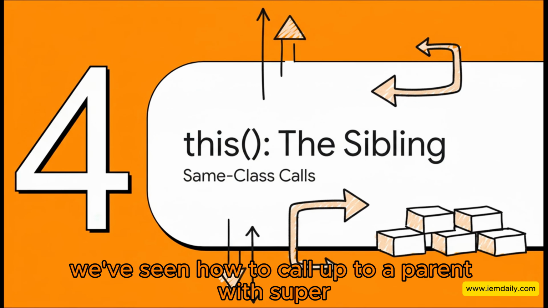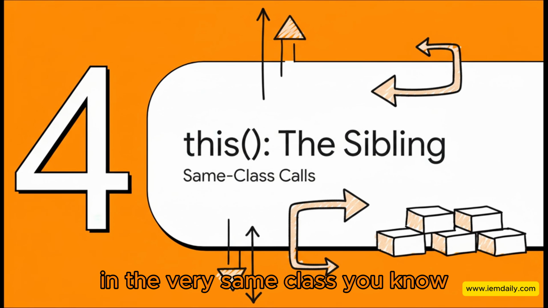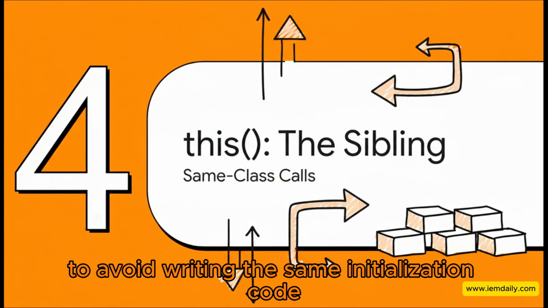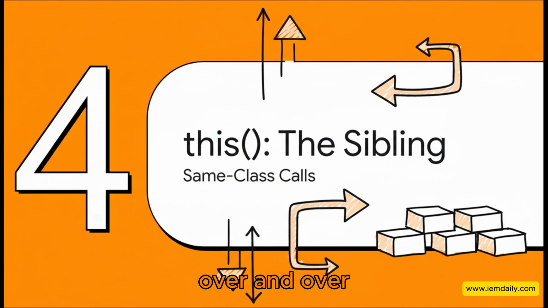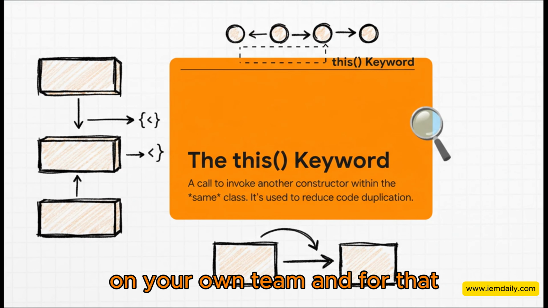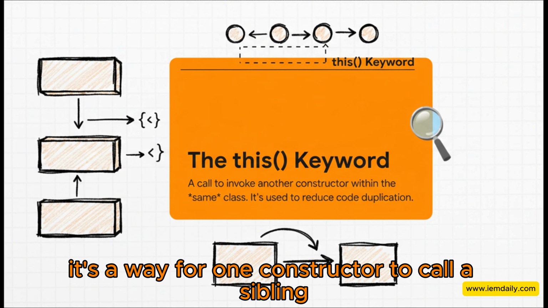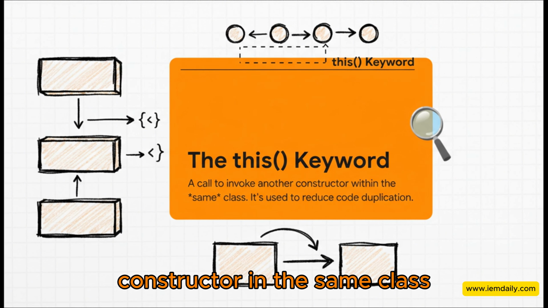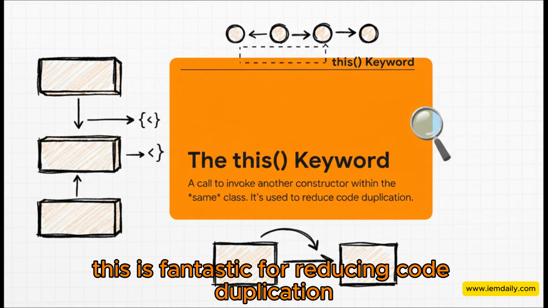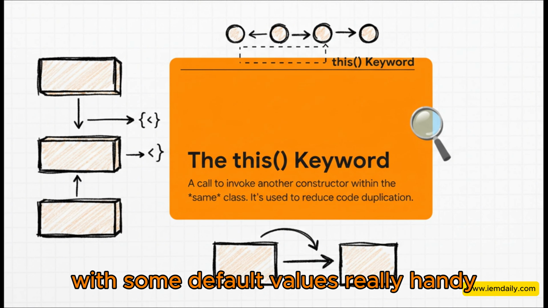Okay, so we've seen how to call up to a parent with the super function. But what if you want to call another constructor in the very same class? You know, to avoid writing the same initialization code over and over. Think of it like delegating work to a coworker on your own team. And for that, Java gives us the this keyword. It's a way for one constructor to call a sibling constructor in the same class. This is fantastic for reducing code duplication. You could have, say, a simple constructor that just calls a more complex one with some default values.